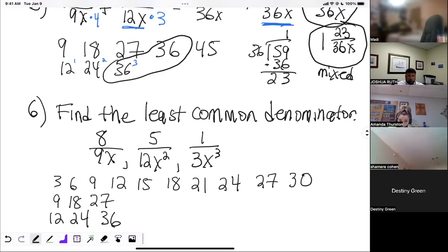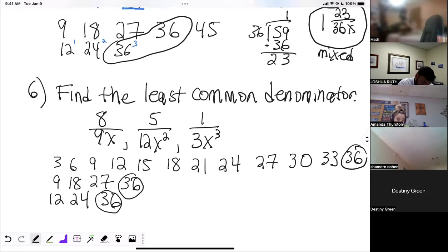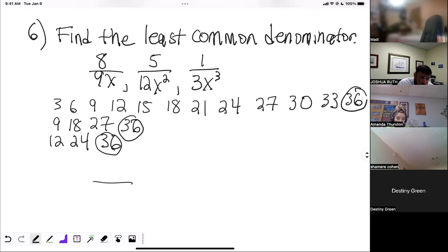9 times 4 is 36. I think I just found it. I think it's 36. 30, 33, 36. Whew. 36. That's not always so obvious to find. So do your multiples. So I know I'm going to rewrite it. I'm going to save room for my x. I know I have to do an x. 36, 36, 36.